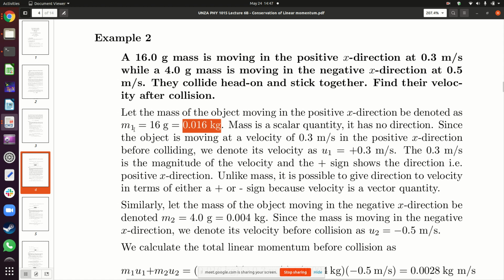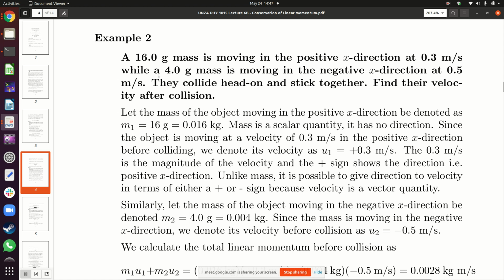The velocity of mass 1 along the positive x direction, we are told it's 0.3 meters per second. This is the velocity before the collision. So this 0.3 meters per second is along the positive x direction, so we give it a positive sign. Since it's the velocity of the first mass, we call that u1. So u1 equals plus 0.3 meters per second.